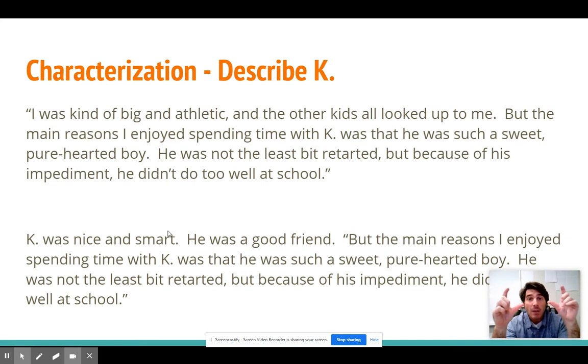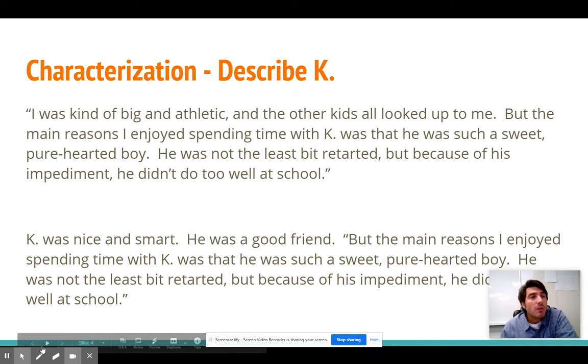All right, again, at the top, I'm just using the example, the passage there. At the bottom is the writing example that we are studying here. So, describe K might be the job that you as the writer are given. I was kind of big and athletic, and the other kids all looked up to me. But the main reasons I enjoyed spending time with K was that he was such a sweet, pure-hearted boy. He was not the least bit retarded, but because of his impediment, he didn't do too well at school.